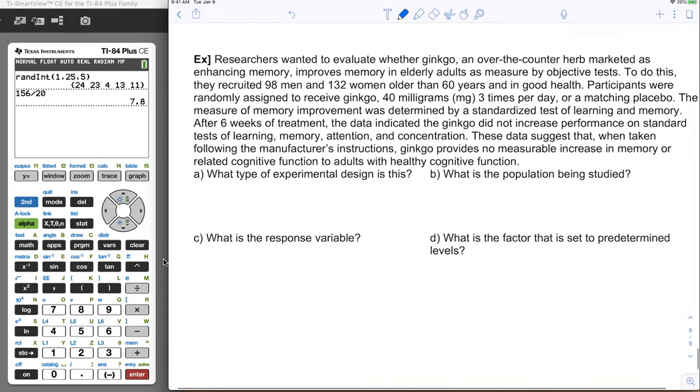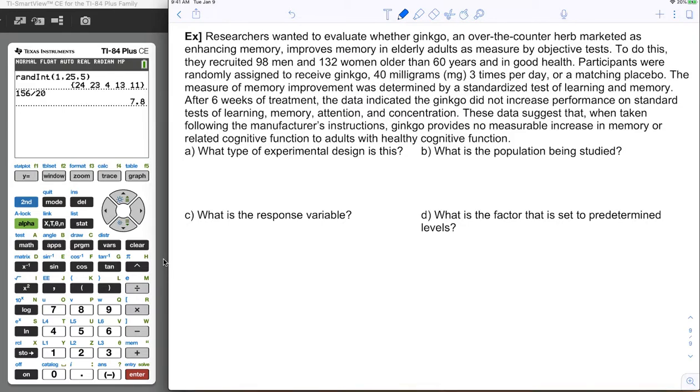Another example here. Researchers wanted to evaluate whether ginkgo, an over-the-counter herb marketed as enhancing memory, improves memory in elderly adults as measured by objective tests. To do this, they recruited 98 men and 132 women older than 60 years and in good health. Participants were randomly assigned to receive ginkgo, 400 milligrams 3 times per day, or a matching placebo. The measure of memory improvement was determined by a standardized test of learning and memory.